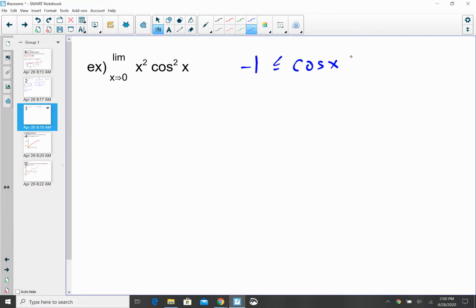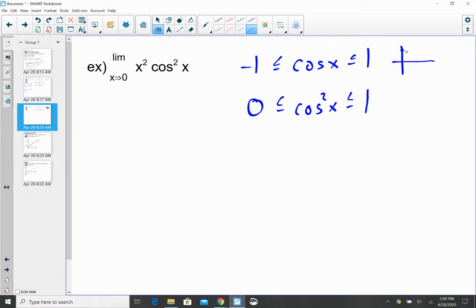And cosine is between -1 and 1. Now let's make it cosine squared. Well, if I'm going to make it cosine squared, if you know anything about cosine squared, his values are always between 0 and 1. See, if I square the values, all of these negative values, when you square them, become positive. That makes 0 the smallest value.